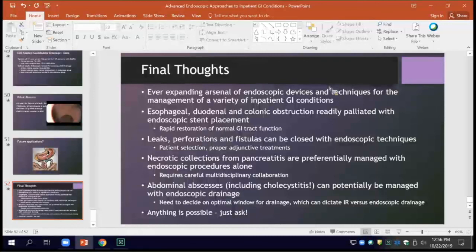Discrete abscesses are pretty straightforward. Gallbladders in patients where a percutaneous cholecystostomy tube isn't the best choice are pretty straightforward. Things around the stomach, things around the rectum, those are really ripe for GI intervention. Those are really the best places for us to intervene.